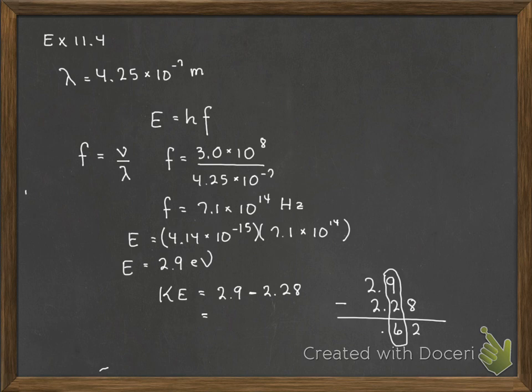So 2.9 minus 2.28 is 0.62. So all we need is what's in our circle there, and we get 0.6 electron volts, because remember, kinetic energy is in electron volts, because we were given electron volts. Okay, so we're going to do our on your owns. We're going to forego 11.10, and we're just going to do the on your own 11.9.